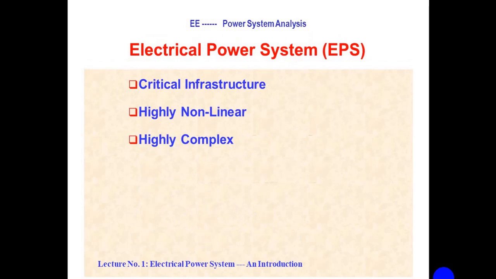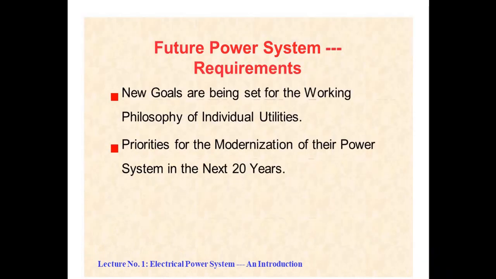If you talk about the electrical power system in our country or in general, normally our electrical power system has a very critical infrastructure. It's not very simple, like you define in one line, that you just make a generator or a transmission line or a distribution part. It's a very complex infrastructure which is highly non-linear and highly complex. So this is the main structure of a power system.